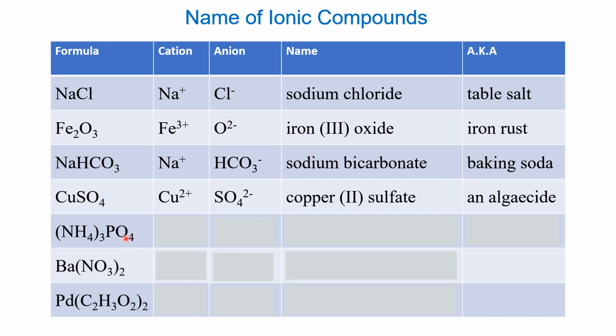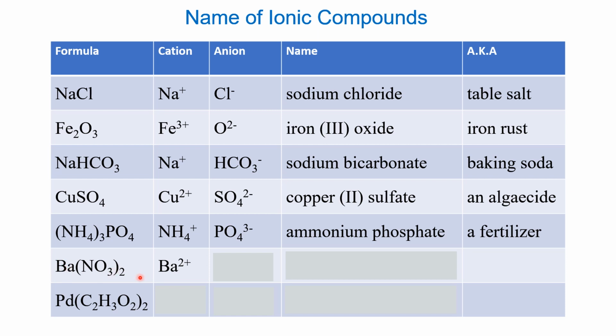This is ammonium phosphate. The cation is ammonium. The anion is phosphate. So you see phosphate is 3 negative. Ammonium is +1, 1 plus. So you need 3 ammonium to balance the charge of 1 phosphate. That's a 3 negative. So you should have 3 positive now. The name is ammonium phosphate. It is a fertilizer.